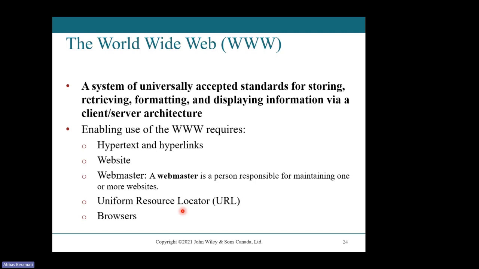What's the World Wide Web? It's a system of universally accepted standards for storing, retrieving, formatting, and displaying information via a client-server architecture. The World Wide Web is based on the client-server network, the internet, and it's used for storing, retrieving, formatting, and displaying information. There are a lot of applications of the World Wide Web. We want to review some of them. The technologies enabling the WWW are mentioned here.